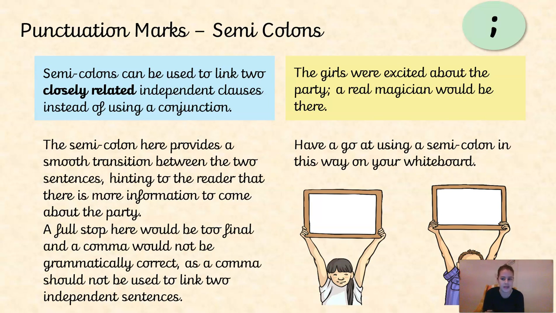Now a full stop there would be the end of the sentence and would be too final. And a comma wouldn't be grammatically correct because there wouldn't be a conjunction to follow because it's not a fronted adverbial. So as a comma should not be used to link the two sentences, the best punctuation to use would be a semicolon. So I'd like you to pause the video, have a go, see if you can write a sentence that uses a semicolon. Remember, if it's easier, write two independent clauses, so two main clauses that are about the same subject, and replace the full stop with your semicolon. Pause the video and have a go.